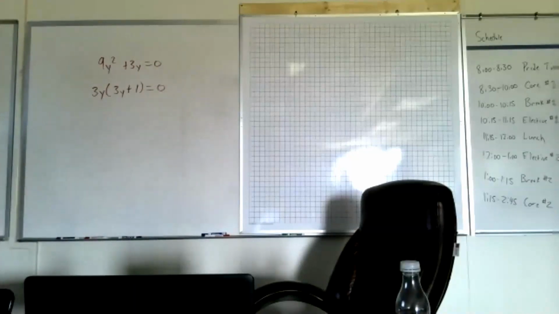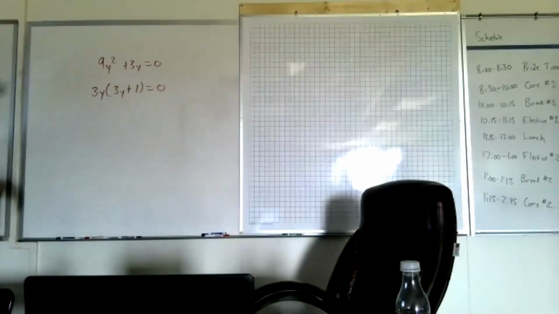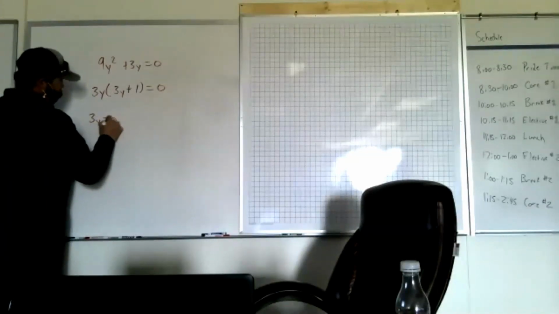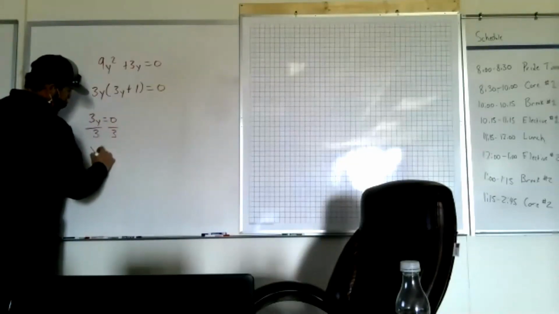And they're set equal to 0. At this point is where the zero product property kicks in. These two multiplied by each other, one of them must be 0 or both of them must be 0. So we set them equal to 0 and solve. So 3y set equal to 0. We divide by 3 on both sides. We get that y is equal to 0.